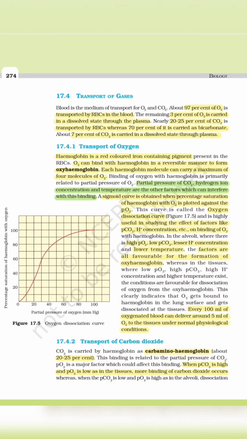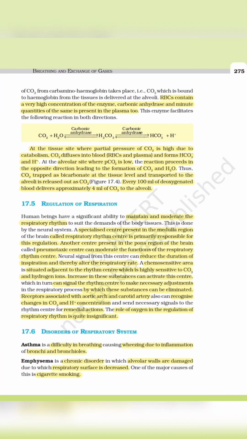Transport of carbon dioxide. CO2 is carried by hemoglobin as carbaminohemoglobin. This binding is related to the partial pressure of CO2. PO2 is a major factor which could affect this binding. When PCO2 is high and PO2 is low, as in the tissues, more binding of carbon dioxide occurs, whereas when PCO2 is low and PO2 is high, as in the alveoli, dissociation of CO2 from carbaminohemoglobin takes place, that is, CO2 which is bound to hemoglobin from the tissues is delivered at the alveoli.